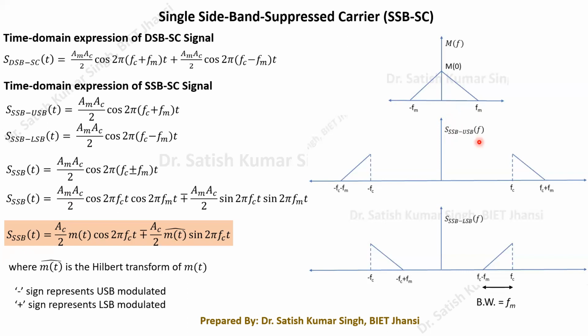So if the message signal has this type of frequency spectrum, then the SSB USB modulated signal, where only the USB part is retained, will have a spectrum something like this. It will be shifted around fc and only the upper sideband will be retained, meaning the frequency components available between fc and fc plus fm.